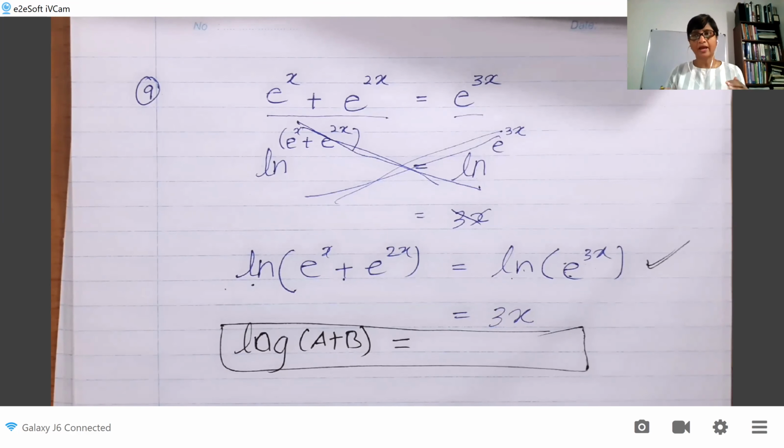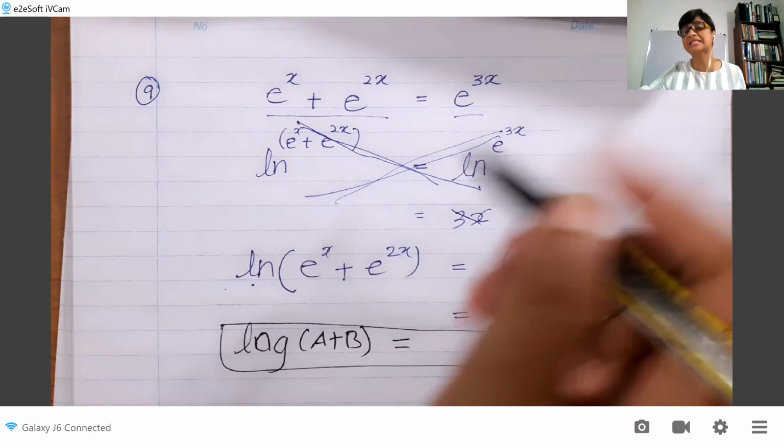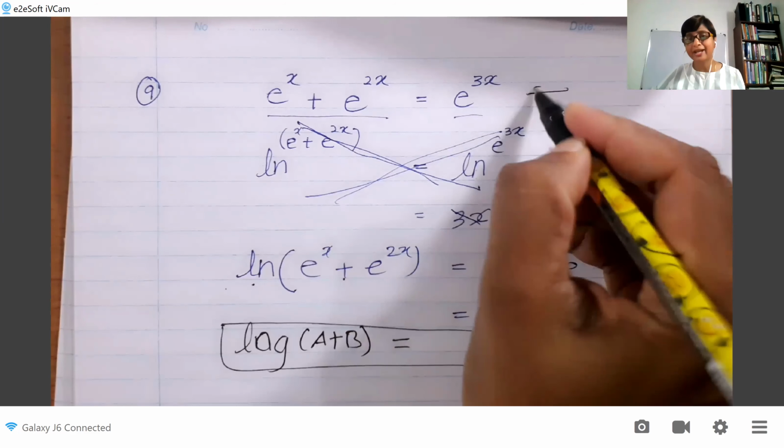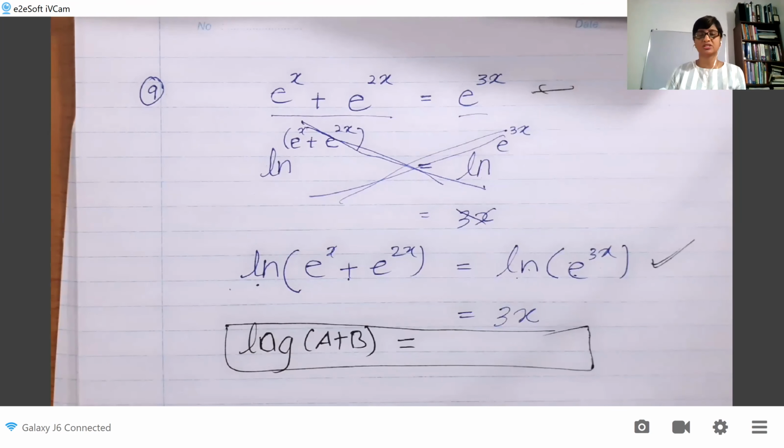When you have an exponential equation in which x is in the power, you take ln or log, the appropriate one, on both sides, not raise. This is a raised equation. To bring it down, you take ln. You just say you take ln. You take log of this side, log of that side.